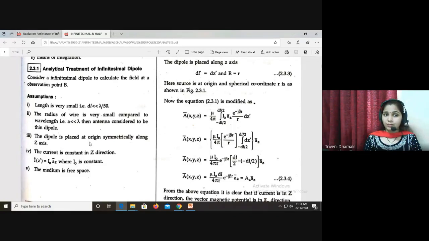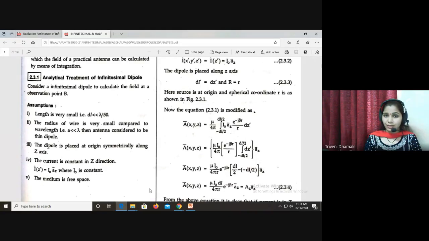The dipole is placed at origin symmetrically along the z-axis. The current is constant in z direction. Now, dipole is placed at a origin along the z. So this dl, current distribution I along z-axis is equal to I0 AZ bar. So where I0 is a constant current. Okay, the medium is a free space.